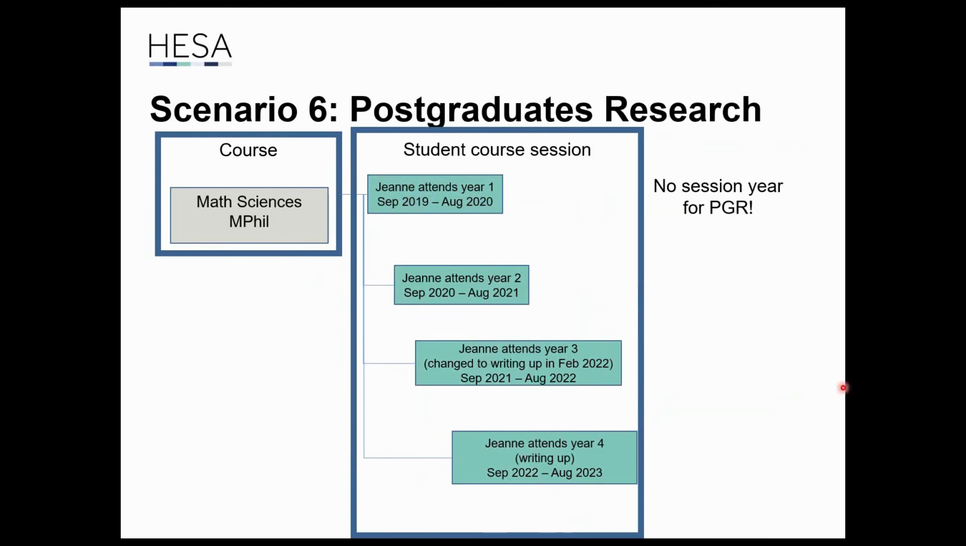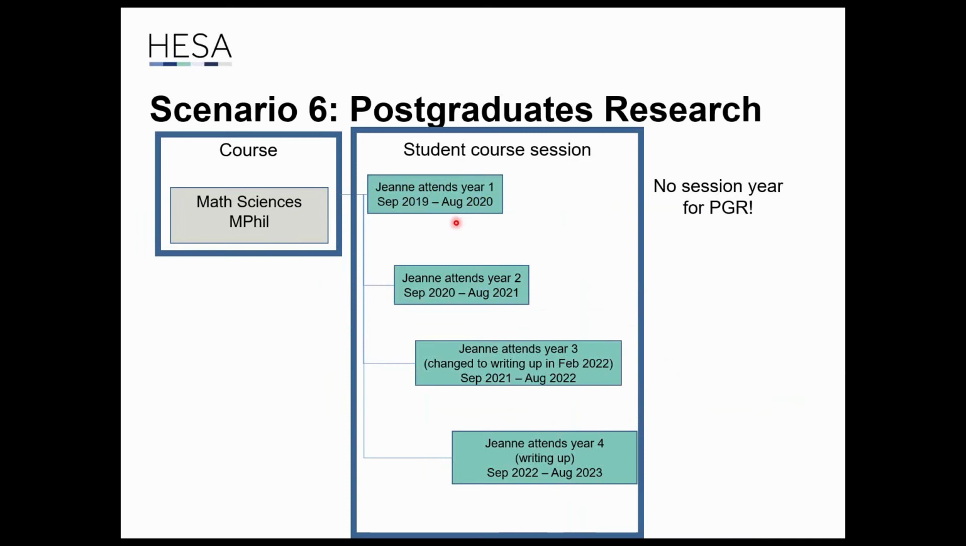So, postgraduate research student. As Ruth has mentioned, there is no session year for PGR students, so their student course sessions are where the 12-month period has to come into play. In this example, we've got what are probably not years in PGR terms, but years 1, 2, 3 and 4 for Jean. She changes to writing up later on, but that's fine for the curriculum. You identify that at the student level.